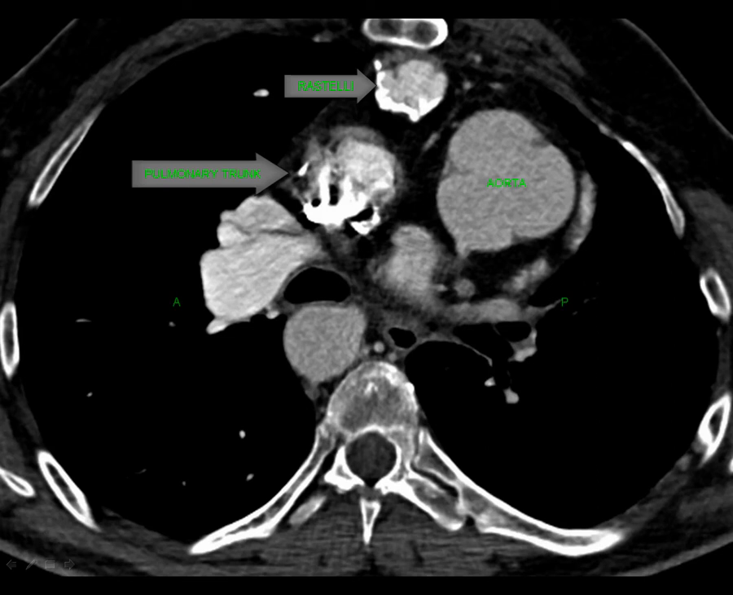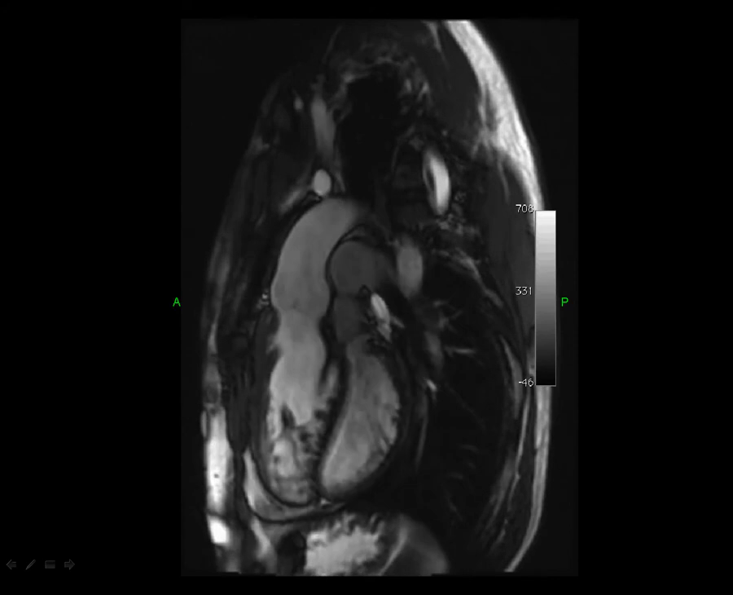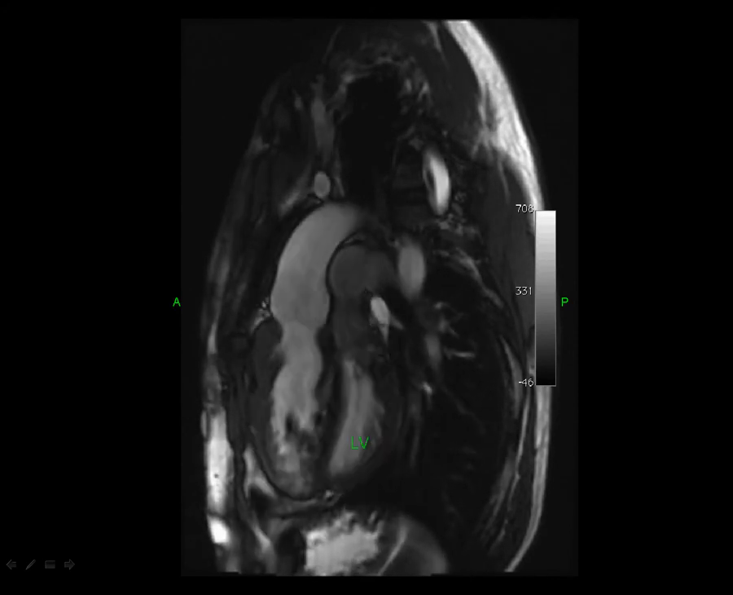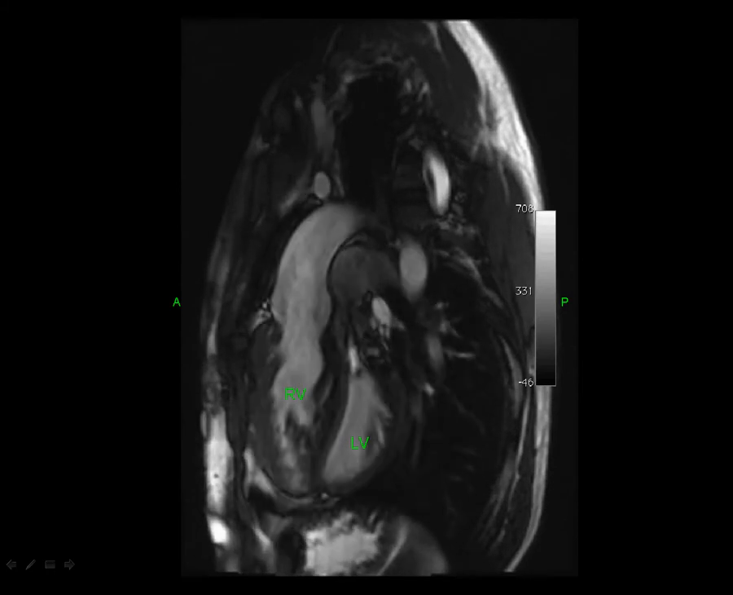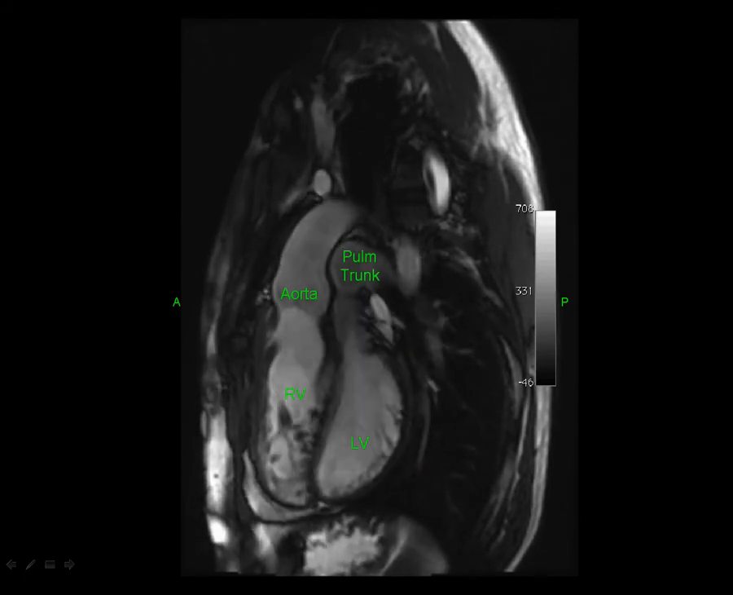And here we can see on this sagittal TrueFISP image that as we come from posterior to anterior, we've got the left ventricle, then the right ventricle. Arising from the right ventricle and coursing behind the sternum, we have the aorta, and immediately behind that we have the pulmonary trunk. So this is a case of transposition. It also shows some of the other features that are important, aside from a pulmonary stenotic jet, which is one of the complications that you want to pick up.